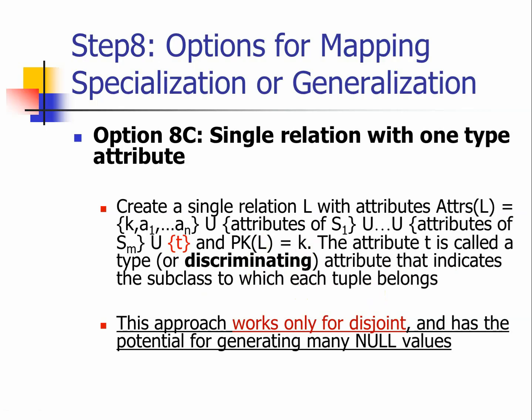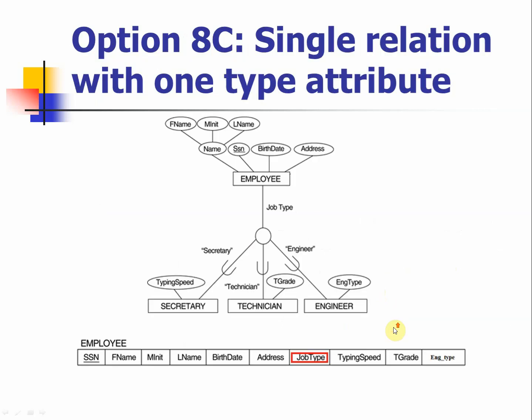This has one limitation, indicating that this approach works for disjoint only. In other words, you can only use it for D over here because you only have one attribute to hold a secretary or a technician or an engineer. If you put an O over here, indicating some employees are secretary and engineer, then you would need to put two values here, and it is not going to work. Because you only have one variable over here that can hold one value, this conversion works only for disjoint.